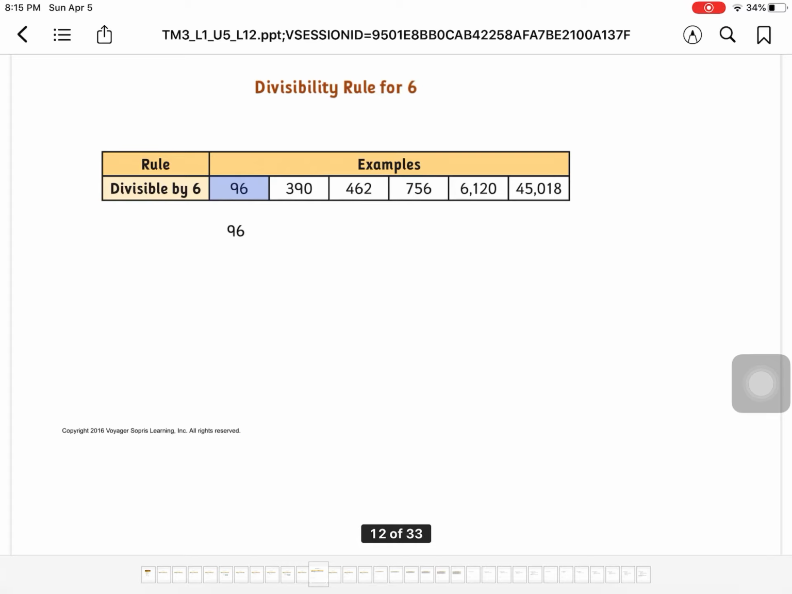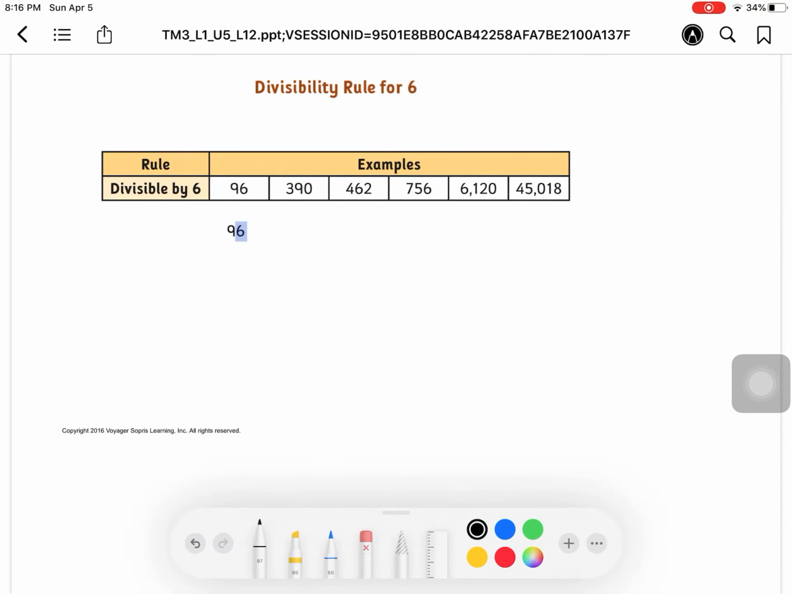So if I look at the number 96, we're going to look at the digits first and see, is it divisible by 3? Okay, so the rule for 3 was you are going to add the numbers 9 plus 6. And 9 plus 6 is 15. Is 15 divisible by 3? Will that work? And we do know it will work because we know that 15 you can divide by 3 and get 5. So then I know 96 is divisible by 3.